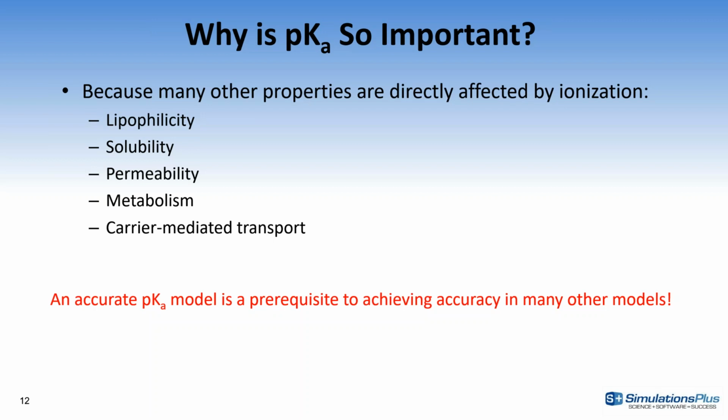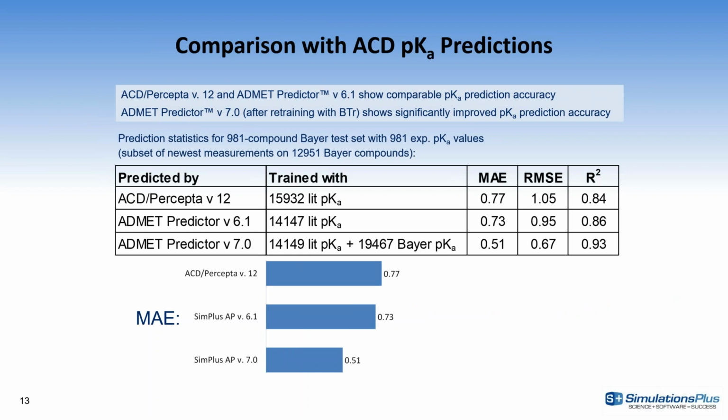We had a collaboration several years ago with Bayer Pharmaceuticals, and that allowed us to expand our data set. So in this slide, we're comparing predictions made on 981 Bayer compounds with ACD Percepta, ADMET Predictor 6.1, and then ADMET Predictor version 9. So this is when we incorporated this new model. This is the number of training compounds, and this is our original model from 6.1 plus about 20,000 points from Bayer compounds.